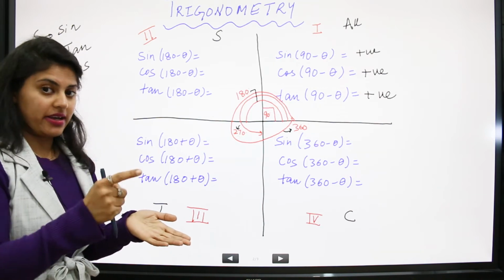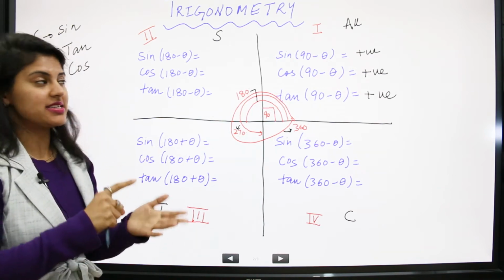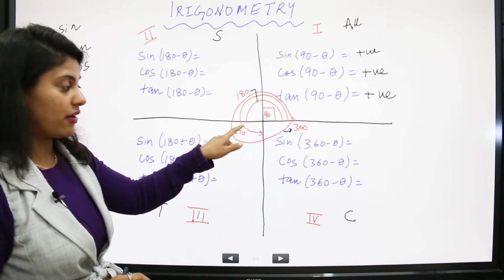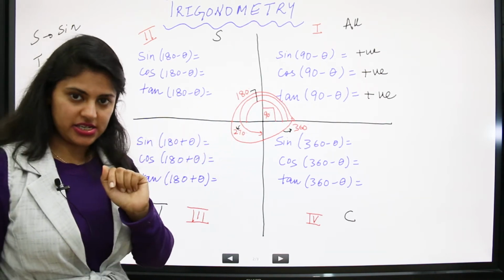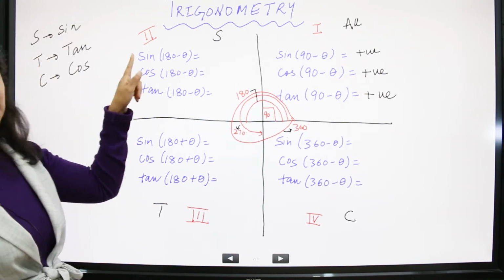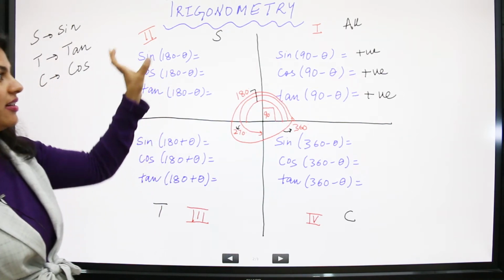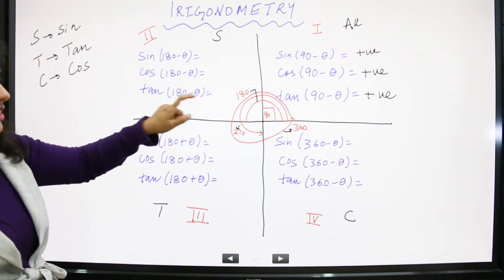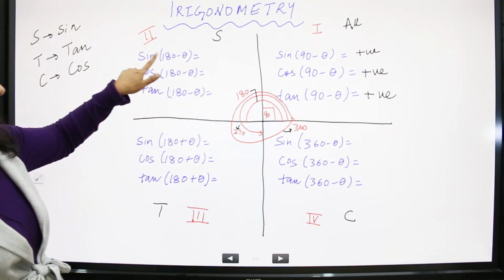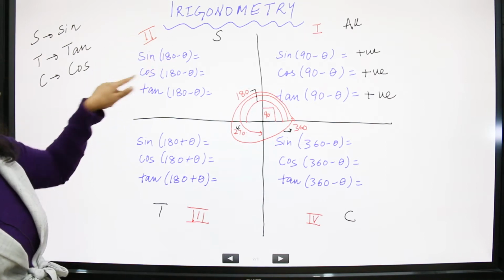Remember, 180 minus theta we can write with 180 if the angle is, for example, more than 90 degree. For example, if the angle is 110, then we can write 180 minus 110. So whatever the angle it will be, the angle which comes in between, 110, can come in this quadrant, the second quadrant.